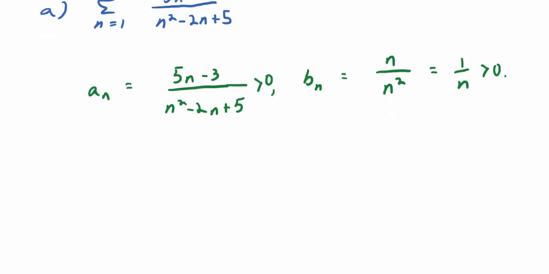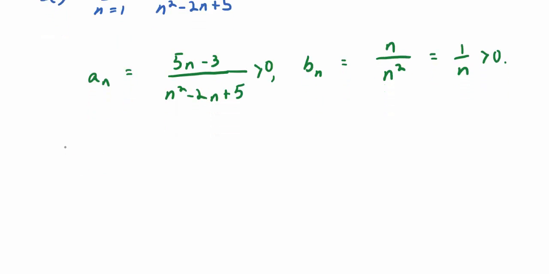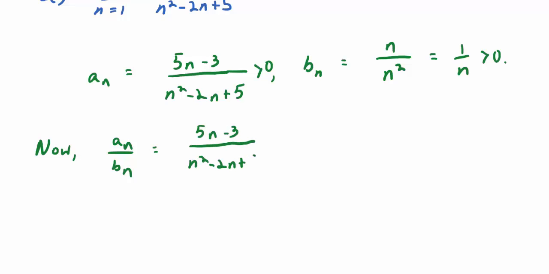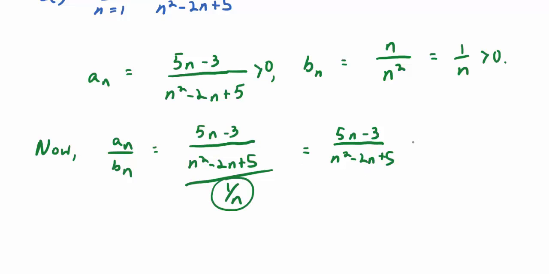But we do need to find this ratio and then find the limit of the ratio as n goes to infinity. So check it out. If we take this ratio, we have 5n minus 3 divided by n squared minus 2n plus 5 divided by 1 over n. Would you agree with that? How do you turn that into a multiplication problem? Flip which one? Okay. So we're going to flip this guy and multiply.